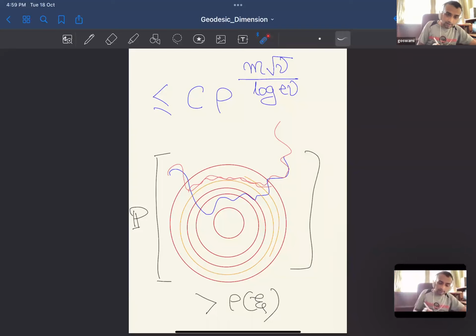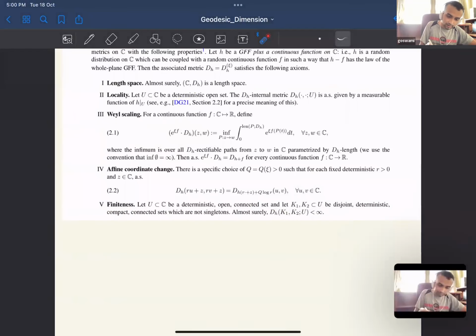But then there is one part of the axiom, which let me just take this opportunity to quickly show you. It's called locality. It's taken from a paper, which is the fact that when you are confining yourself to a domain, a deterministic open set, then your internal metrics, the metrics that come from considering lengths of paths contained within that domain, are entirely determined by the field restricted to that domain. Okay, it's internal, it's local with respect to the field.